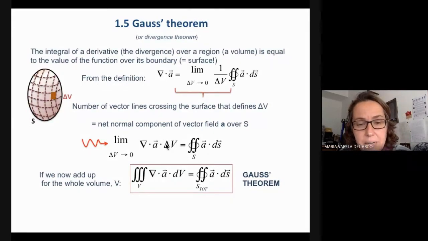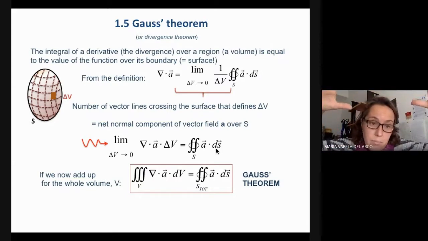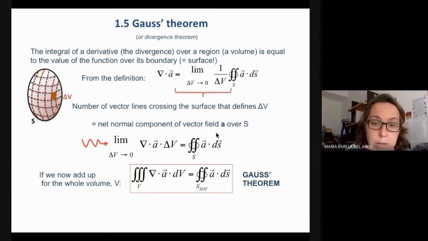And since this is a very, very tiny thing, I can basically say, okay, delta volume when it goes to zero is just a differential volume. So this thing in here is basically this thing in here, but now I'm summing for the whole. I mean, if this is equal for every little differential volume, the sum for the whole volume will also be equal to summing this for the whole surface, all right?